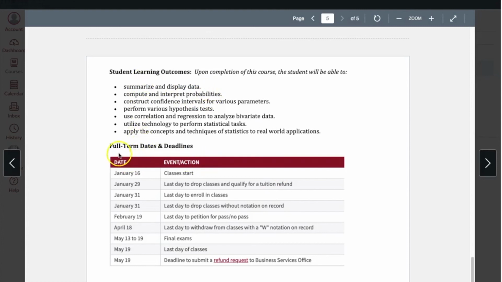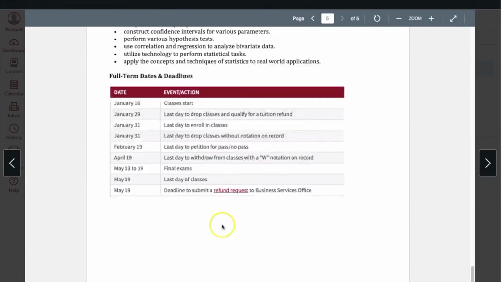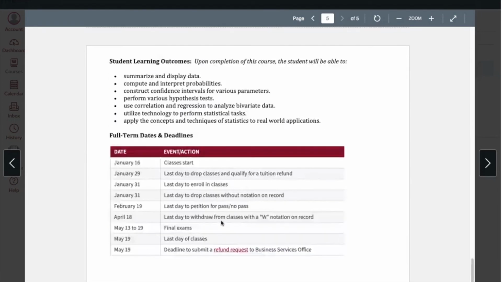And finally, we have full term dates and deadlines. This is just a reference for you to look at important dates throughout the semester. Often students want to look at April 18th, the last day to drop the class with W notation. So that's sometimes decision day for people. And I think that is pretty much it for this.